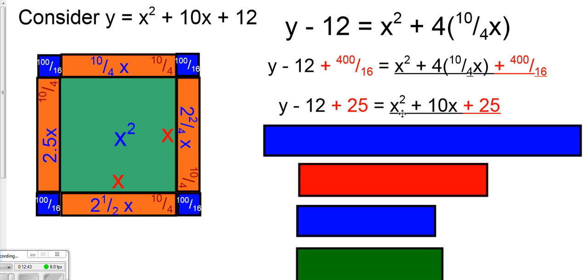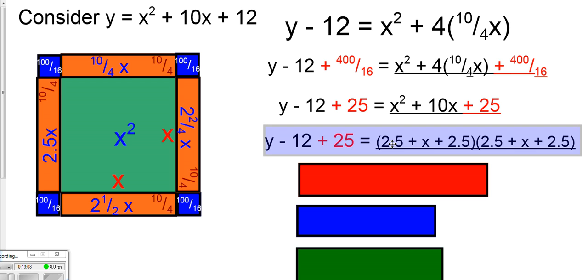So now, again, we can see at this step I was calling it, each of these were 10/4 and there were 4 of them, so 4 of the 10/4. But again, all it really means was this was our b value, that 10x is the same as this one. So we subtracted the 12 over right here. We added 25 because it's half of b squared.